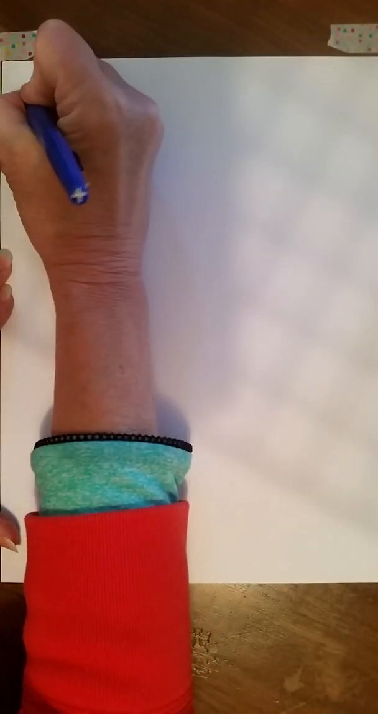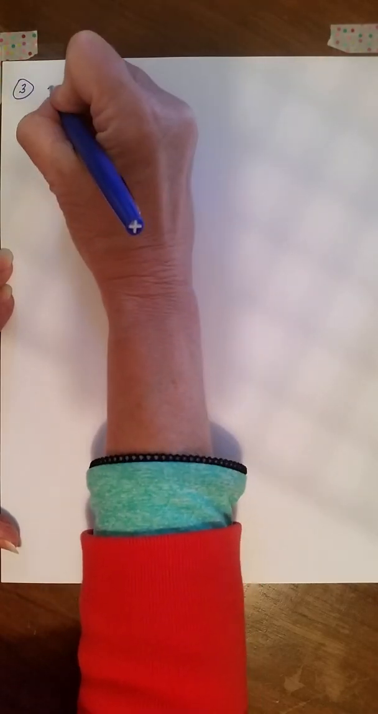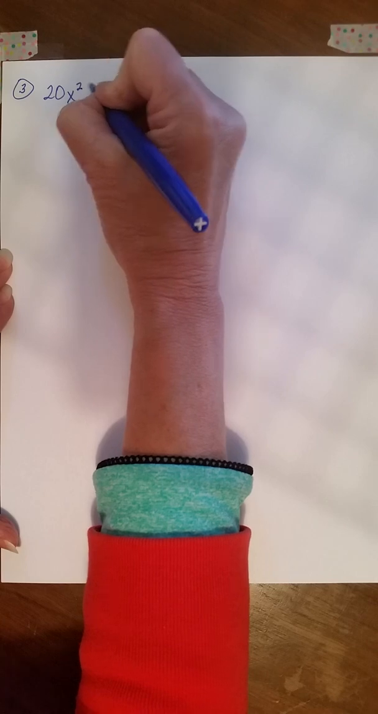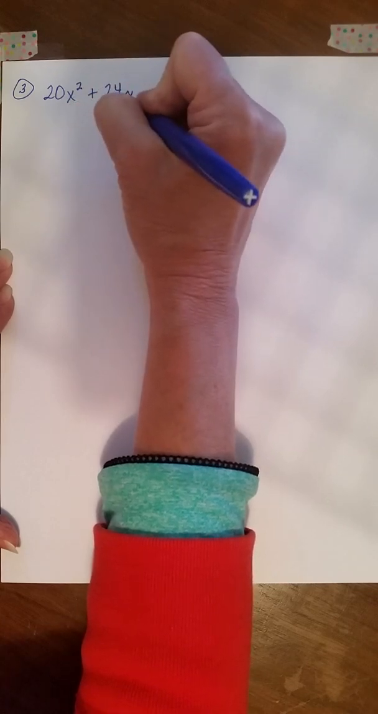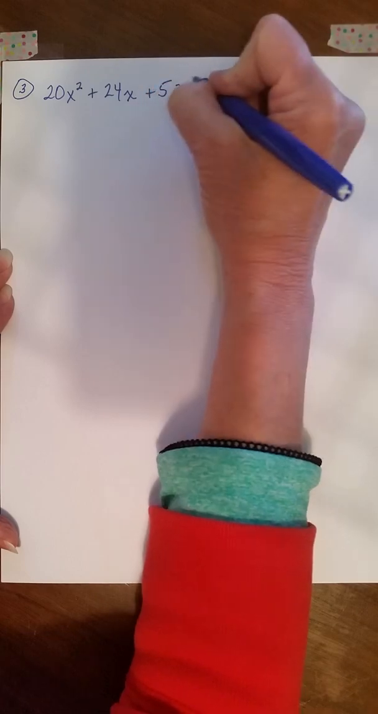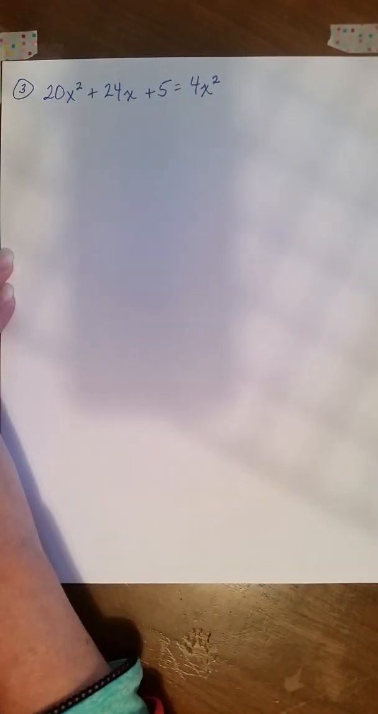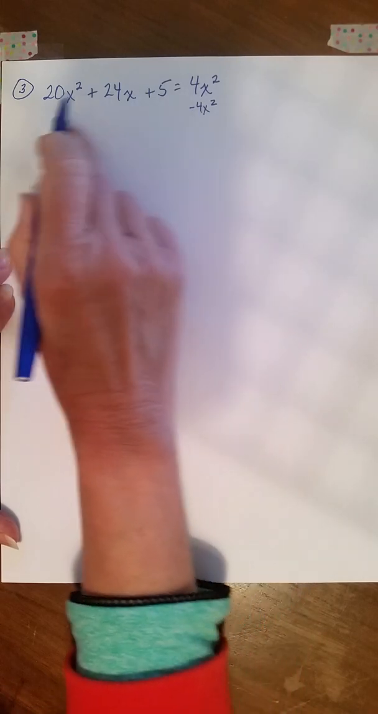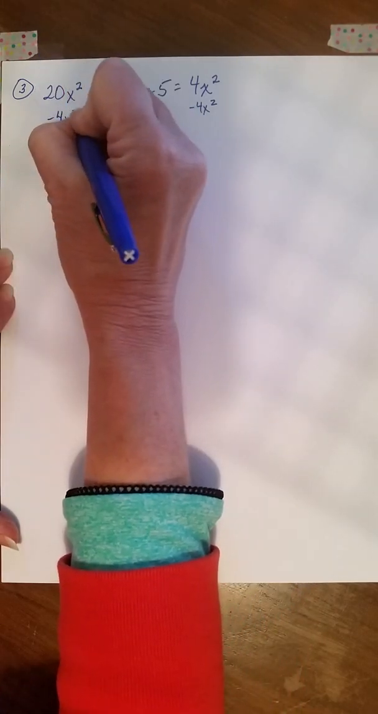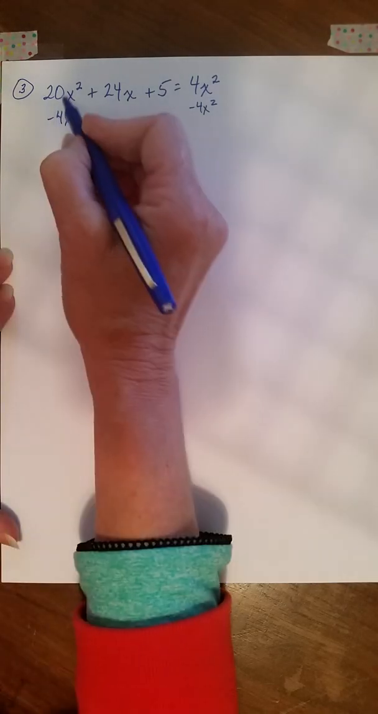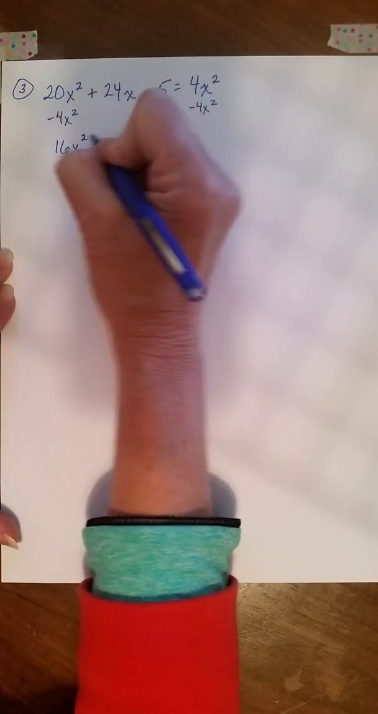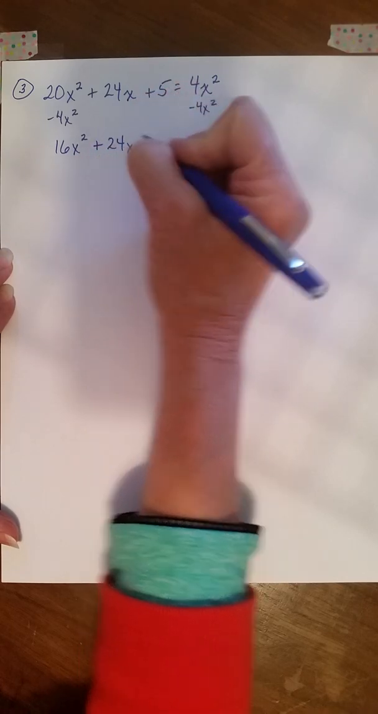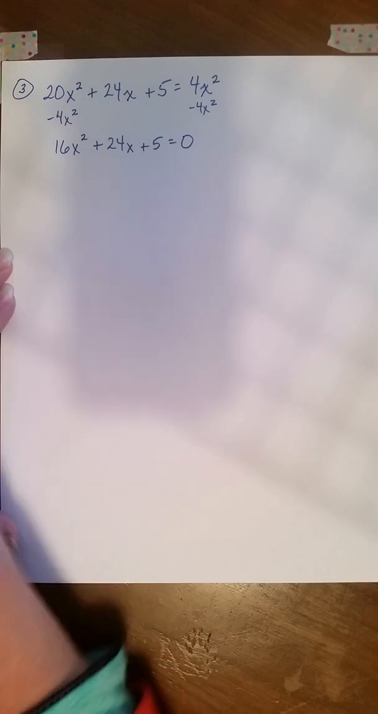All right, number 3. 20x squared plus 24x plus 5 equals 4x squared. Okay, again, I have to get this in standard form. So I'm going to subtract 4x squared from both sides. Now notice this is an x squared term. So I'm going to subtract it from the like term, the 4x squared term. 20 minus 4 is 16x squared plus 24x plus 5 equals 0.